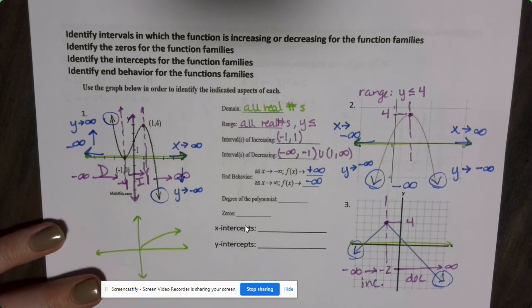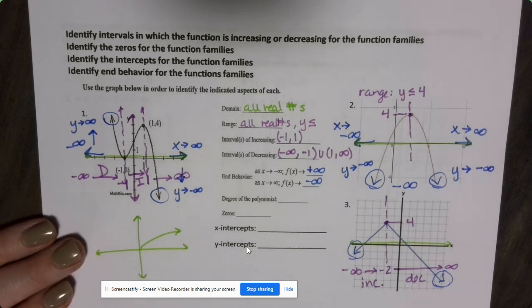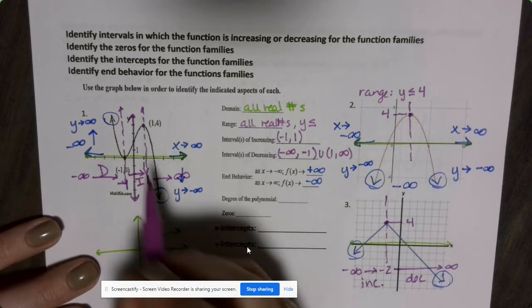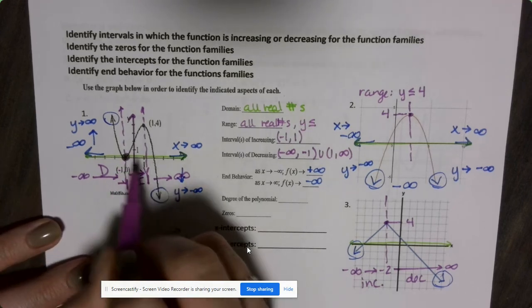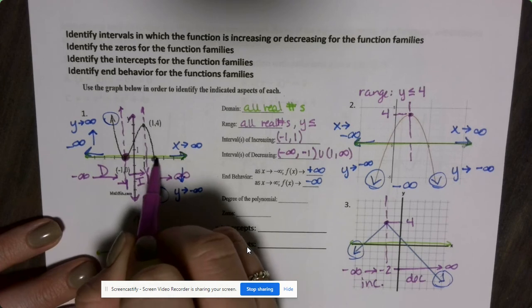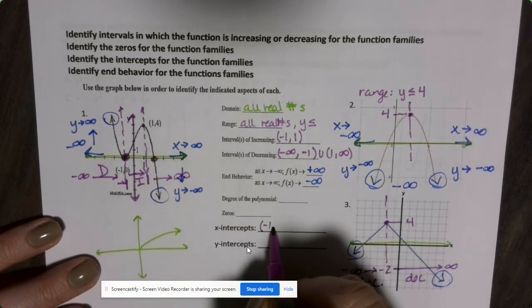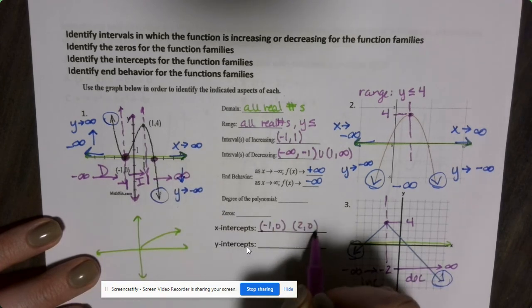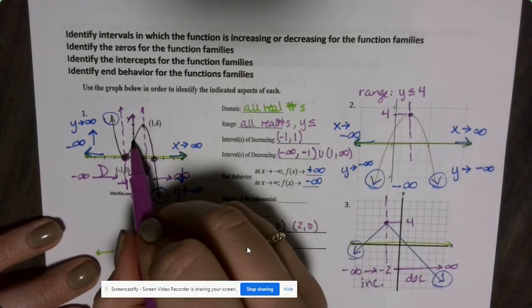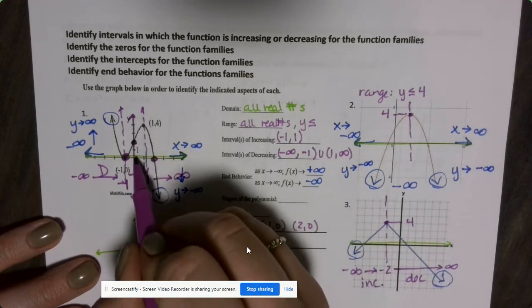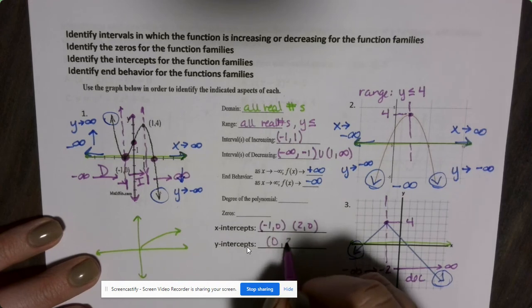Let's talk about x-intercepts and y-intercepts. X-intercepts are where your graph crosses the x-axis. So in this first one, we have an x-intercept at negative 1 and at positive 2. So your x-intercepts are (negative 1, 0) and (2, 0). Your y-intercept is where it crosses the y-axis, which is right here at (0, 2).